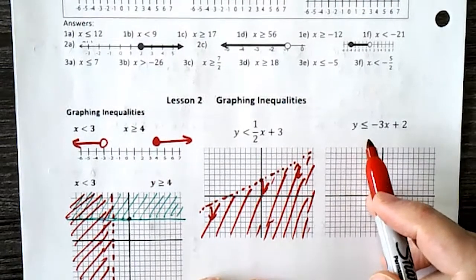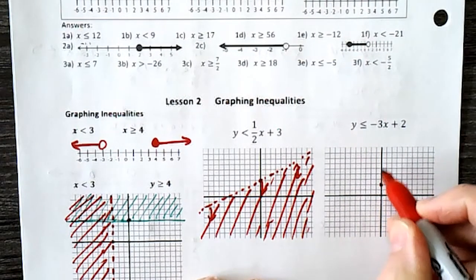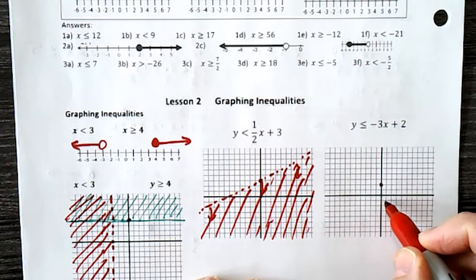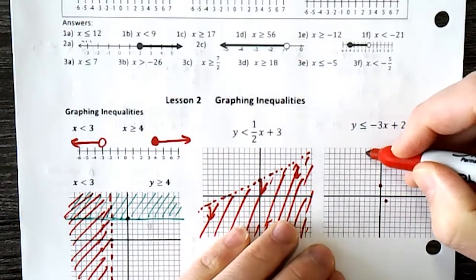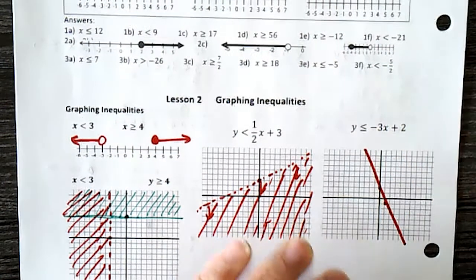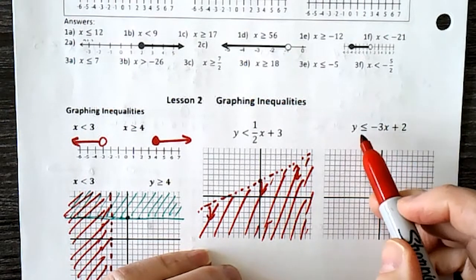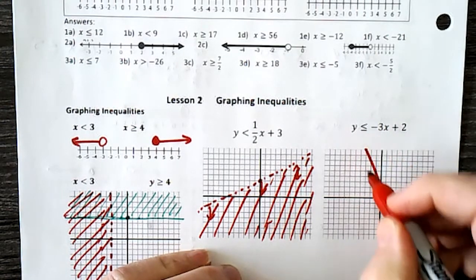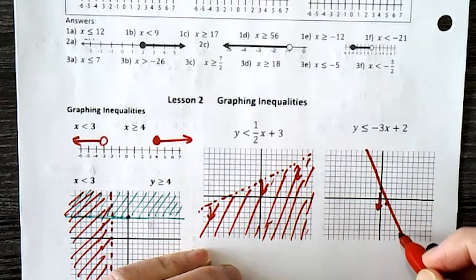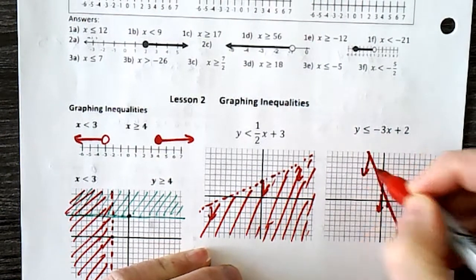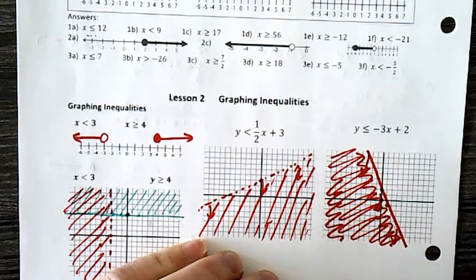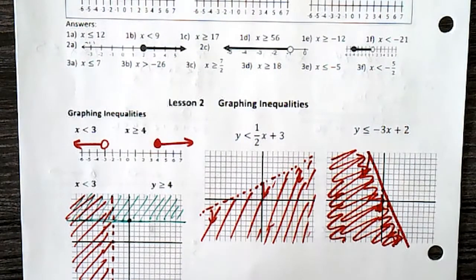This one has an equal sign. Start at 2, down 3 over 1. And I want y is less than. So less than is going down. So it's that area of the graph.